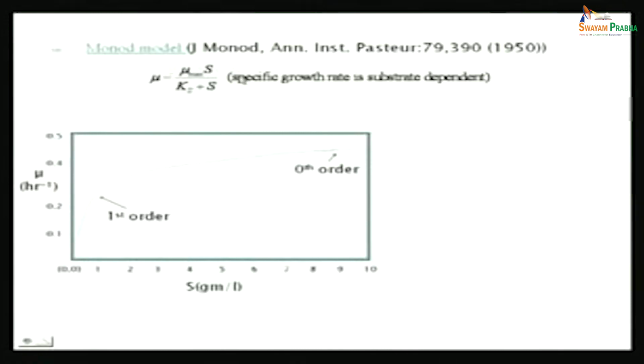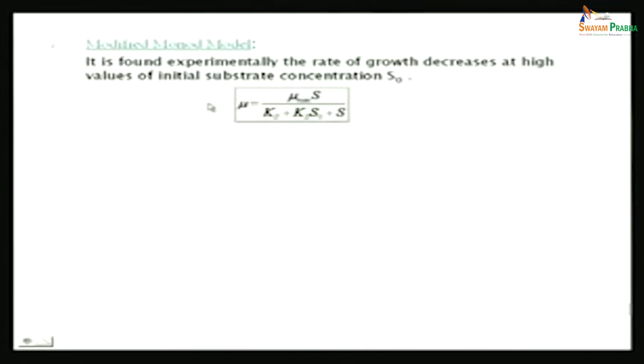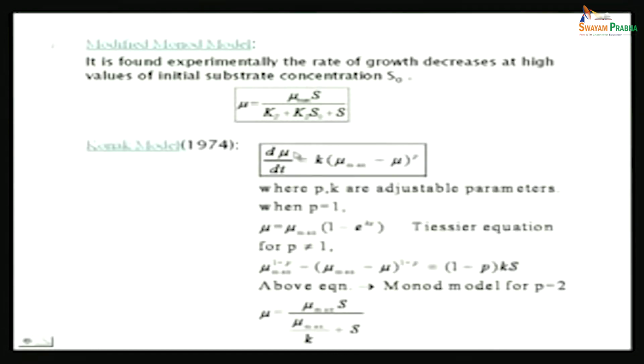So, the Monod model gives mu as mu max s over Ks plus s. The modified Monod model gives mu max s over Ks plus s, plus Ks s naught. And the Konak model gives mu as a differential equation itself. So, what this says is that mu is a function of time. The specific growth rate itself is a function of time. So, the model stays the same, but mu is a function of time also. Okay. So, mu is not a constant anymore, it is not necessarily dependent on substrate concentration also, it is a function which you need to integrate.